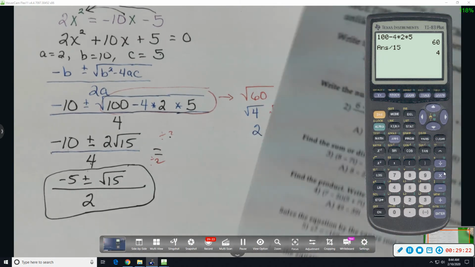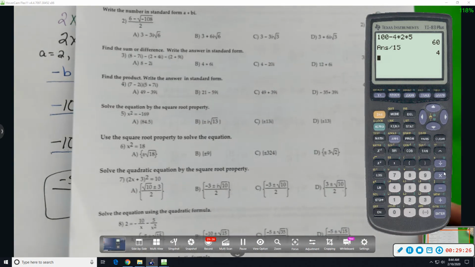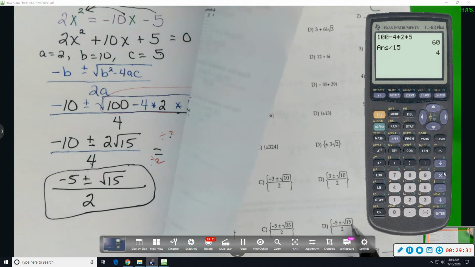Let me look at the answer choices. Is it D, negative 5 plus or minus square root of 15 all over 2? Yeah.